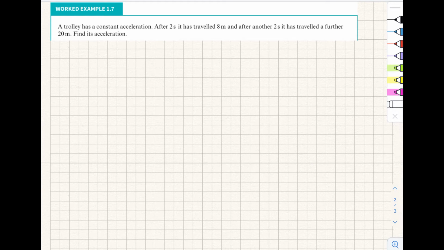It says we have a trolley, or a trolley has a constant acceleration. This is an important point that they make, because if we did not see constant acceleration, we would not be able to use our constant acceleration formula, right? After 2 seconds, it has traveled 8 meters. And after another 2 seconds, it has traveled a further 20 meters.